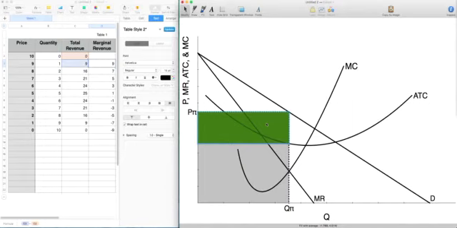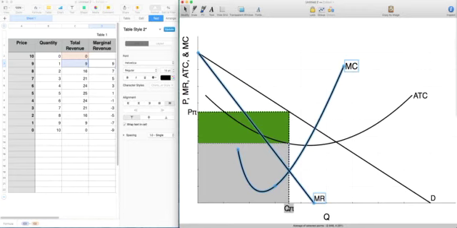Most students that have issues with this particular problem forget that when you assume a monopoly market, you have a downward sloping demand curve and you have a marginal revenue curve that's inside of the demand curve. The other thing that trips people up a little bit is they forget what the profit maximizing condition is. The profit maximizing condition is where marginal cost is equal to marginal revenue. That gives you your profit maximizing output level.